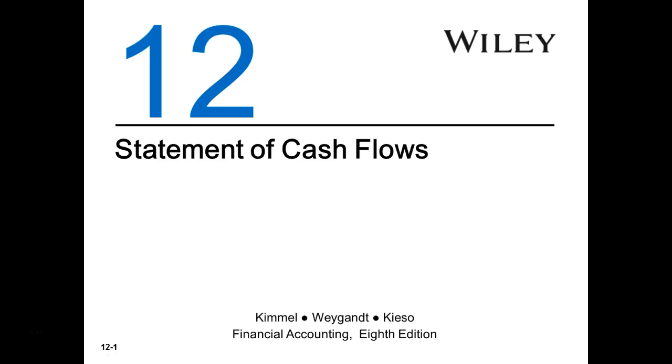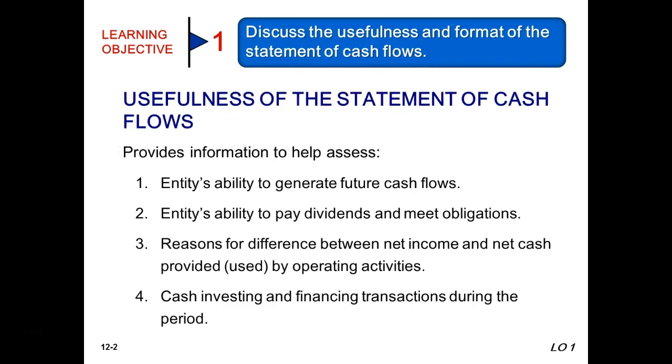This is a brief review for Accounting 101 of Chapter 12, which covers the statement of cash flows. First of all, although we covered this last in the text, there are 4 required financial statements: the income statement, the statement of retained earnings, the balance sheet, and the statement of cash flows.